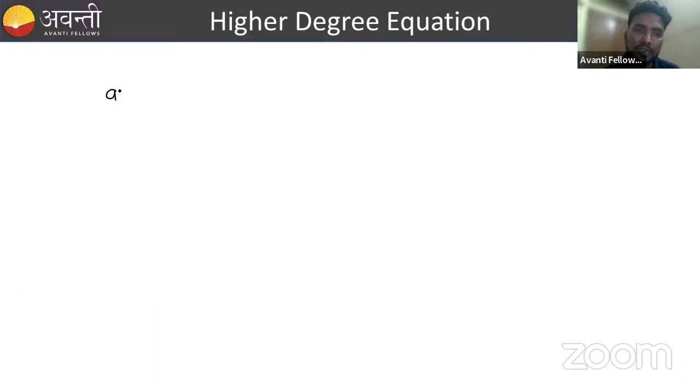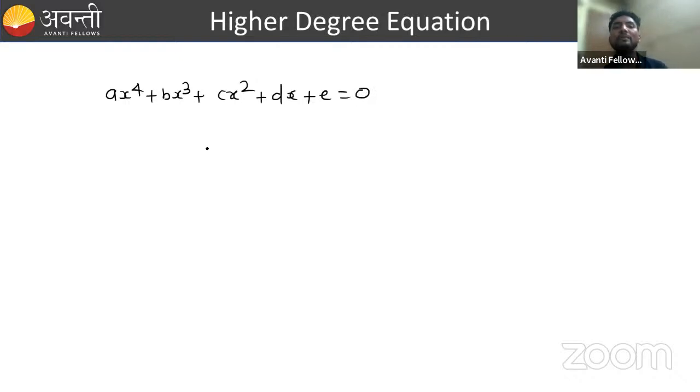So suppose it is ax to the power 4 plus bx cube plus cx square plus dx plus e equals 0. So it is a higher degree of 4. Now definitely it will have 4 roots. So 4 roots I am taking alpha, beta, gamma, and suppose phi, another variable I am taking as phi. So there are 4 roots.